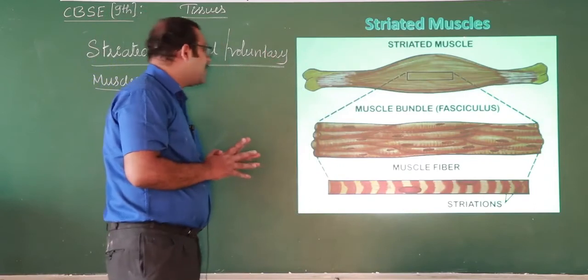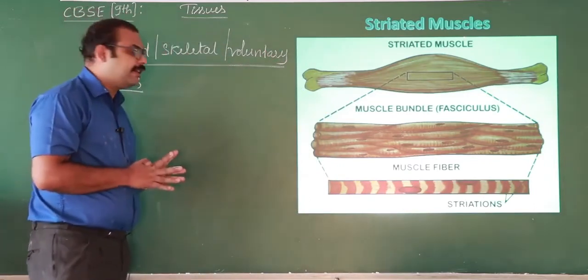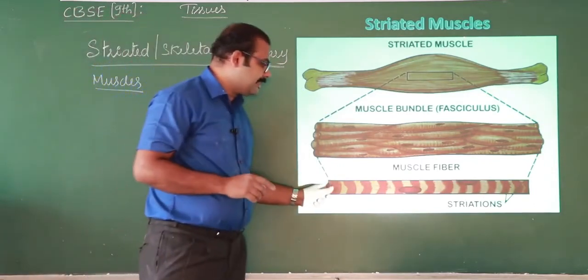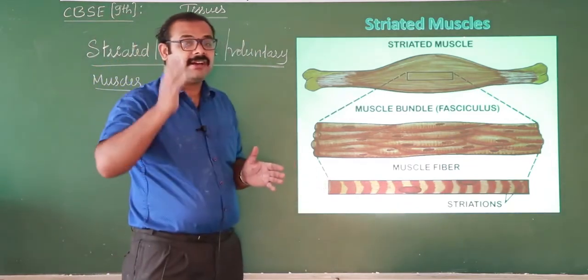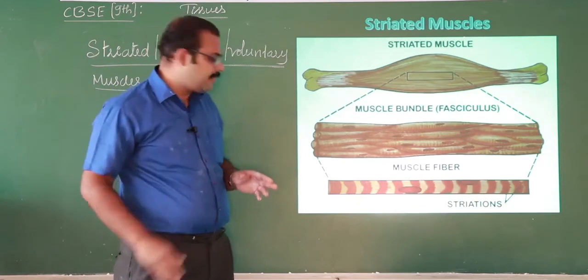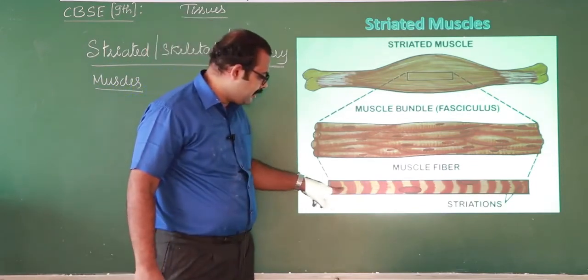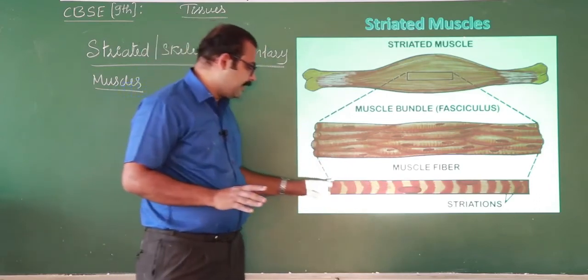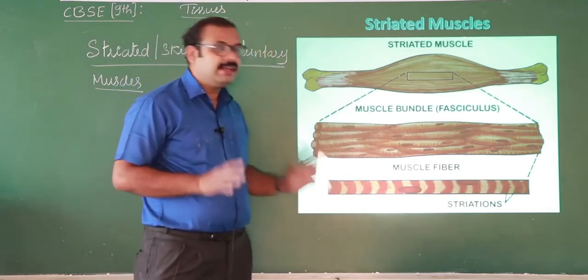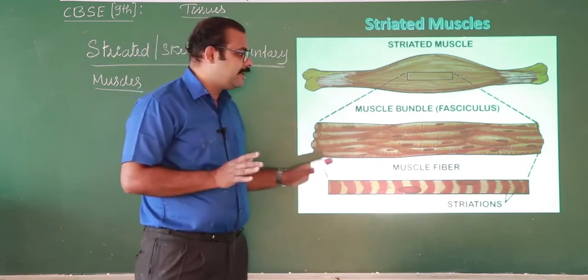Now it is also called striated muscles. Why is it called striated muscle? If you see the muscle cell, it is called a muscle fiber. If you observe, it contains alternating light and dark bands. Look here, this is the dark band and the middle is called the light band. As it contains both light and dark bands, it is called striated muscles.